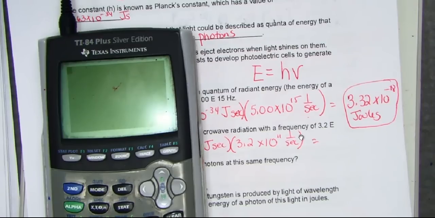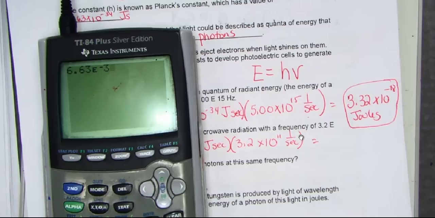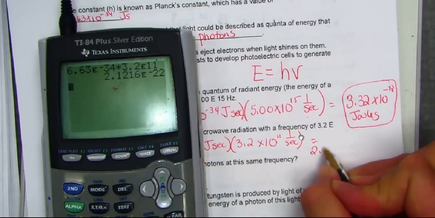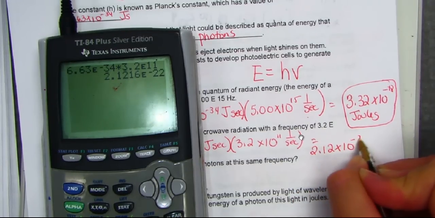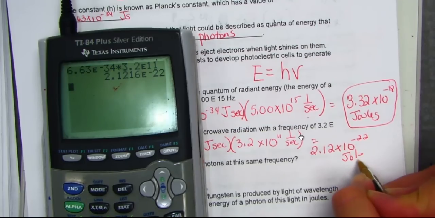On our calculator, 6.63 times 10 to the negative 34, Planck's constant, times 3.2 E positive 11, and I find 2.12 times 10 to the negative 22nd power joules of energy.